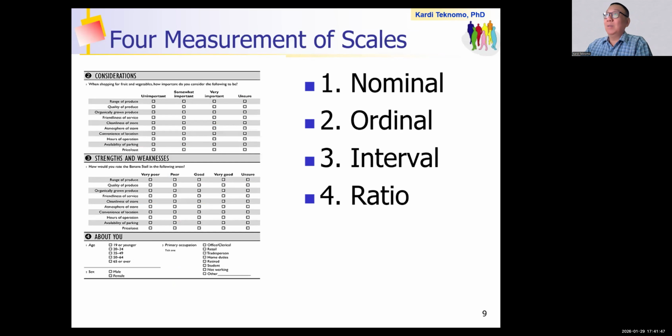Now, let's go deeper into the four measurement scales. So nominal, ordinal, interval, and ratio. This is the order. Nominal is the lowest. Higher than that is ordinal. Higher than that is interval. The highest data type, in terms of measurement scale, is the ratio type.